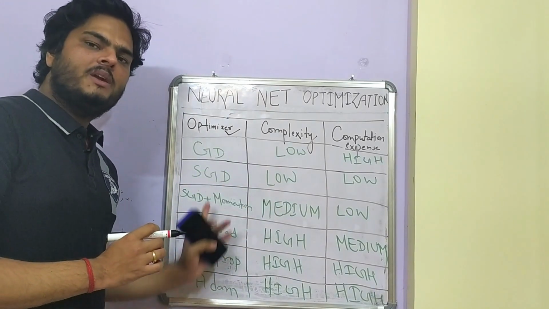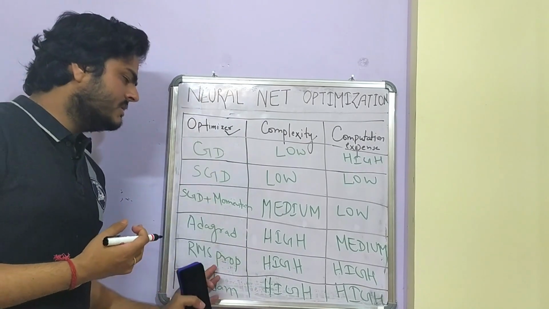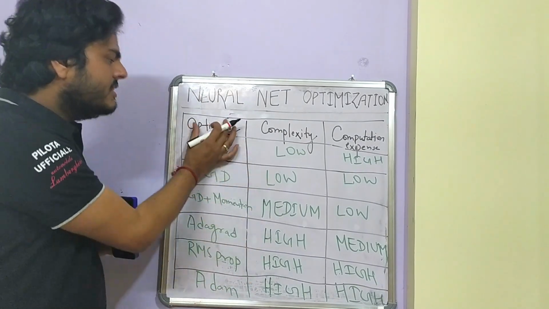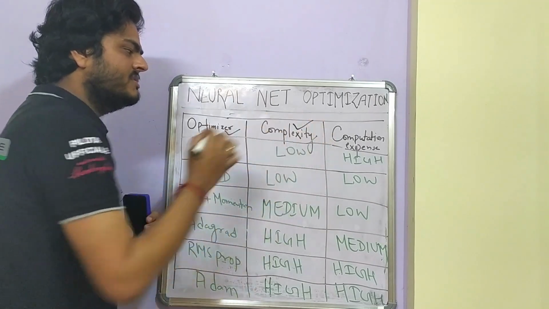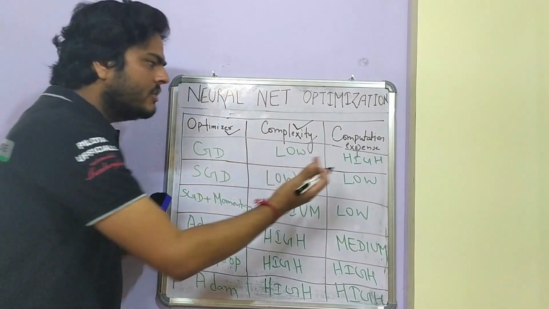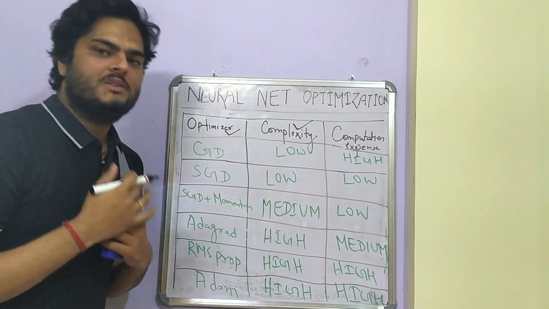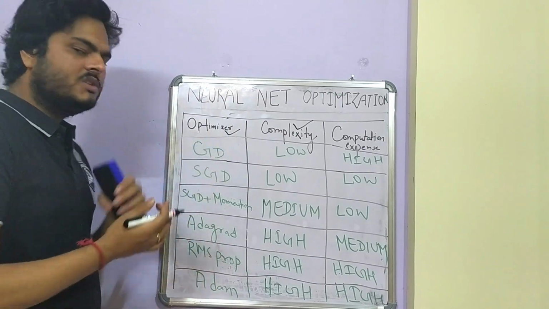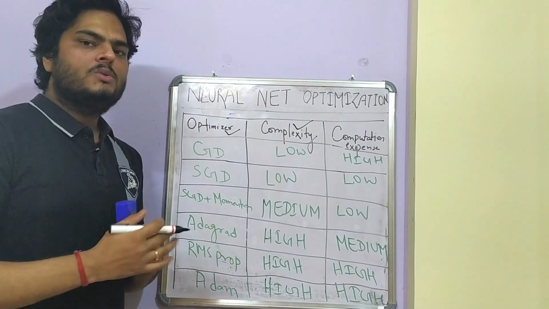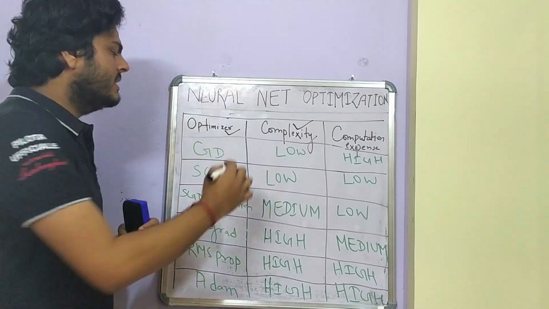Most of it I have explained in my theoretical videos, the mathematics behind it and how it works. Here I have rated these optimizers based on their complexity, which means complexity to work with and to understand, and computational expense, meaning how computationally expensive they are. Okay, so we will see all these one by one and then go on to the next parts of neural network optimization. To start with, gradient descent.